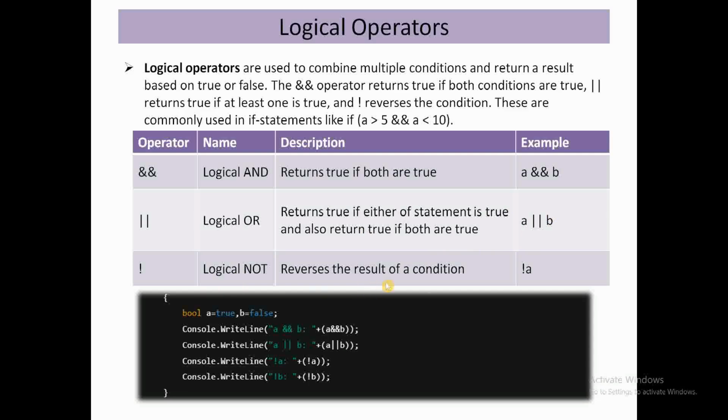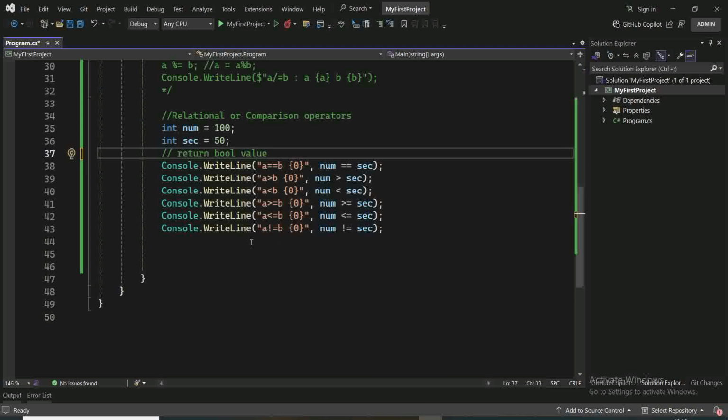Logical not reverses the result. Logical not means, suppose a's value is equal to true, then it will reverse this value: if it is true, then it will reverse the value to false, and if the value is false, then it will reverse the value to true. It will reverse whatever value we have in our variables. So this is the example: a is equal to true, b is equal to false, and, or, not. Okay, into this.